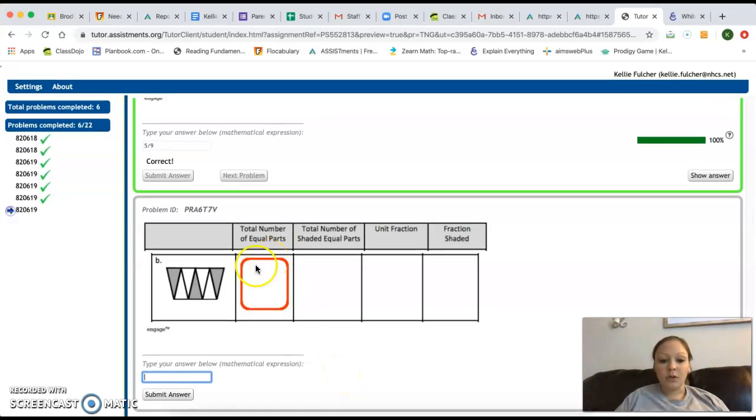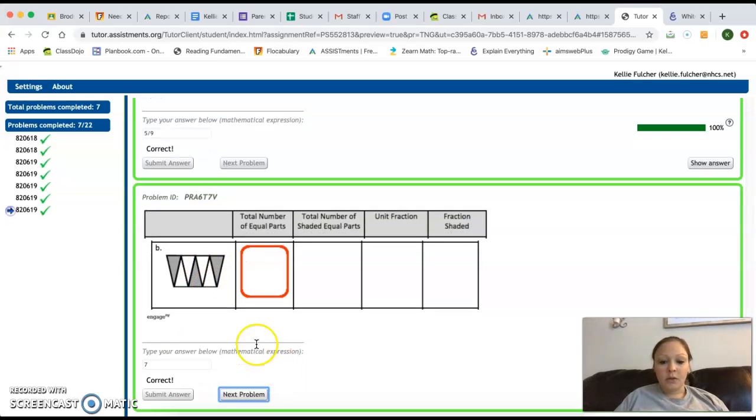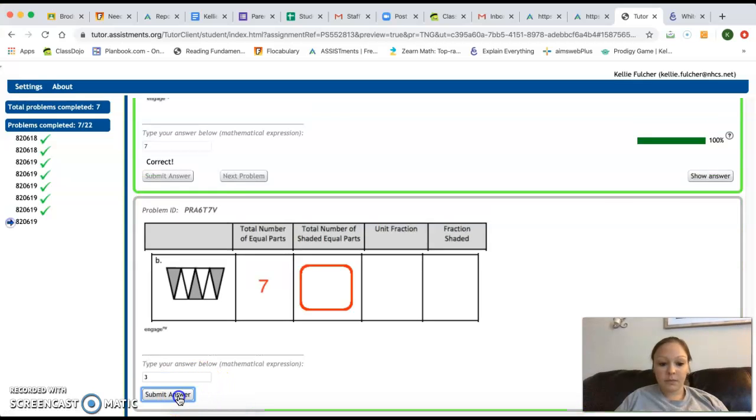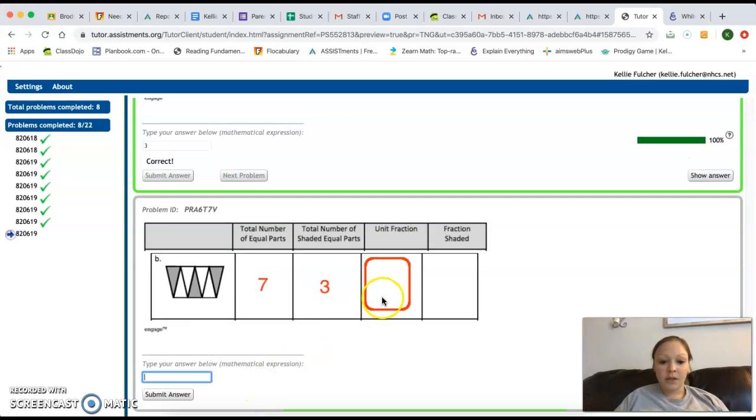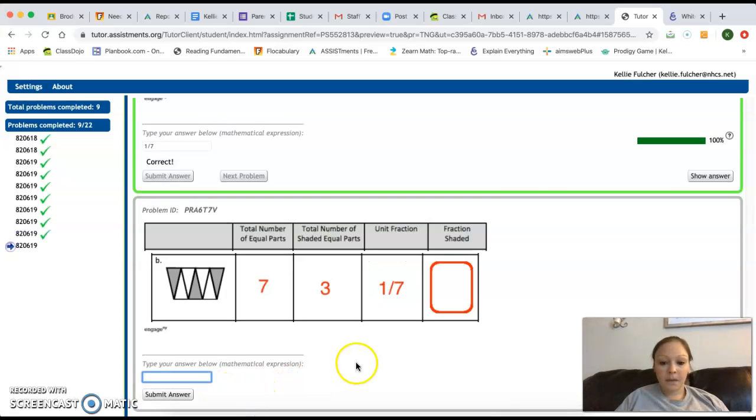Same thing here, the total number of equal parts, 1, 2, 3, 4, 5, 6, 7. The total number of shaded parts, 1, 2, 3. The unit fraction, since we're dealing with sevenths, is going to be 1/7. And then the fraction that is shaded, there are 3 pieces out of 7 shaded, so that is 3/7.